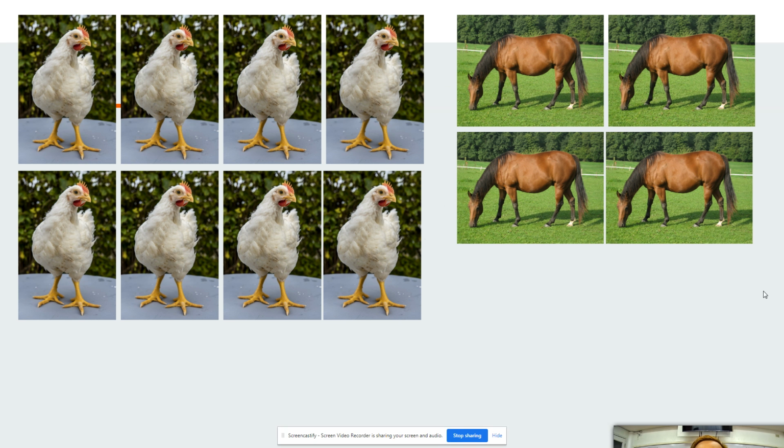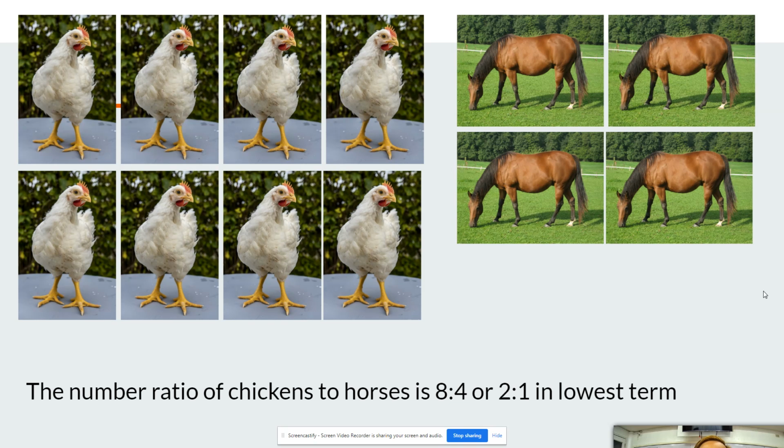Let's take a look at this figure. As you can see, there are 8 chickens and 4 horses. The ratio of chickens to horses is 8:4, or 2:1 in lowest term.